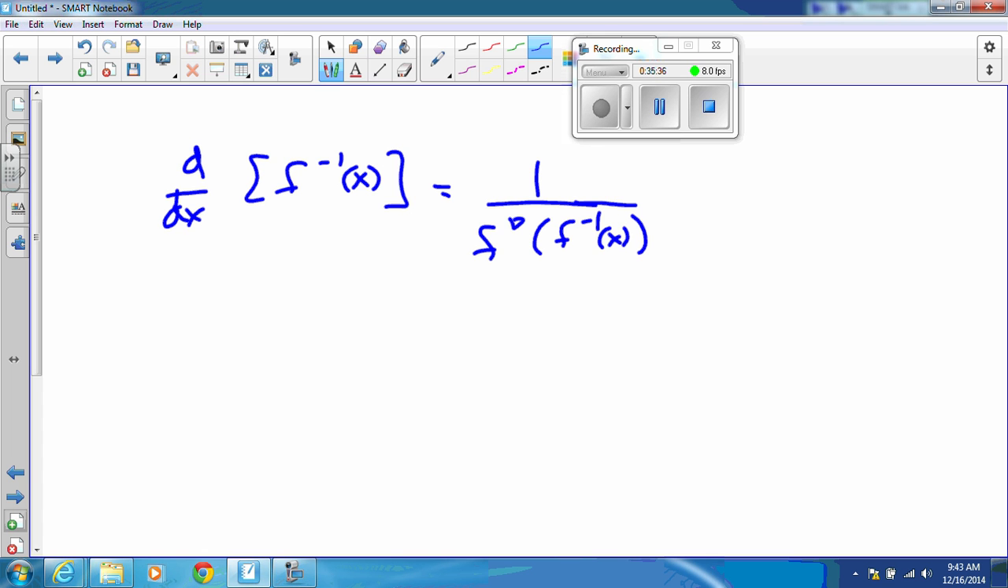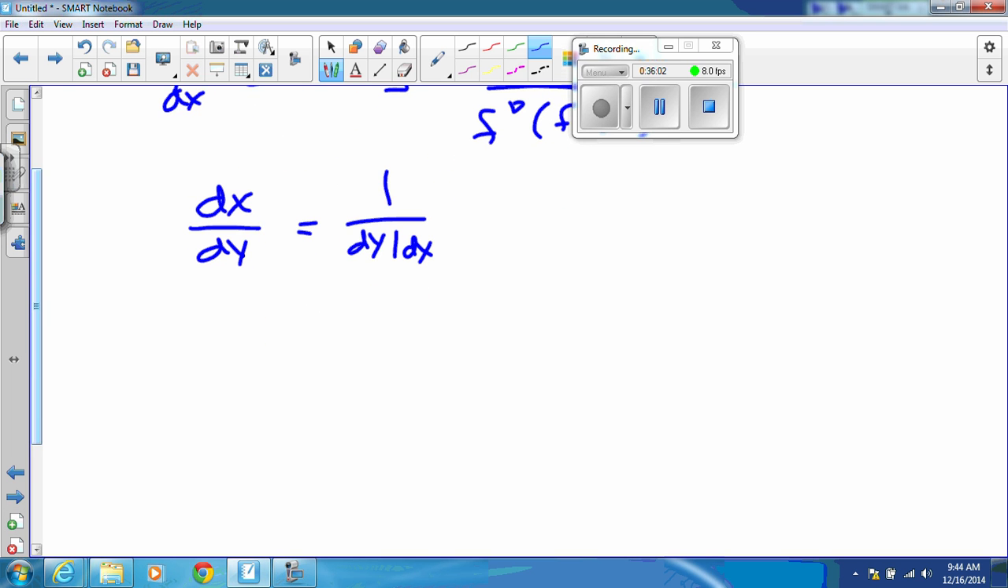So the first thing is the two ways in which it can be written. In Euler notation, we have the derivative of the inverse of f is 1 over f prime of f inverse. In Leibniz notation, we have dx dy, the rate at which x changes with respect to y, is 1 over dy dx. There are two classic examples you want to be able to do.